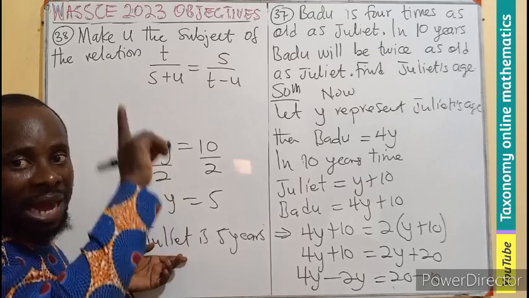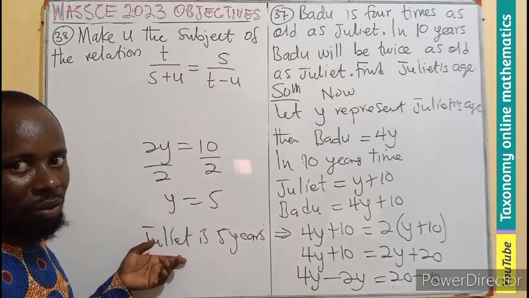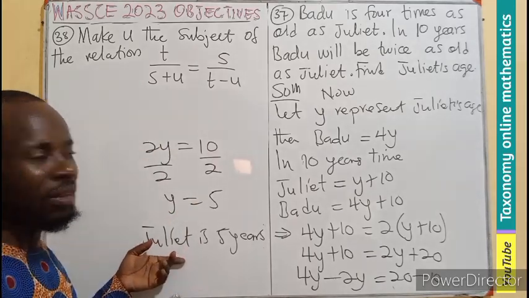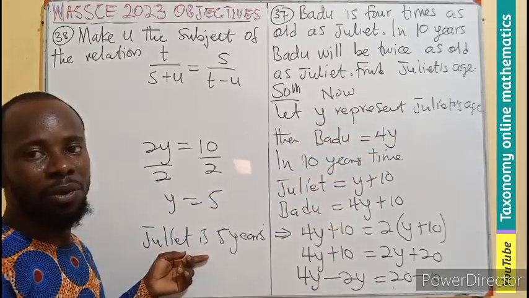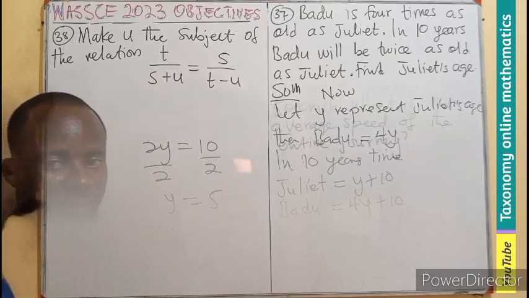The age of Juliet is 5 years now, not in 10 years. Now will be 5 years. In 10 years will be 15 years. So now Bedu will be 4 times 5, which will be 20 years.